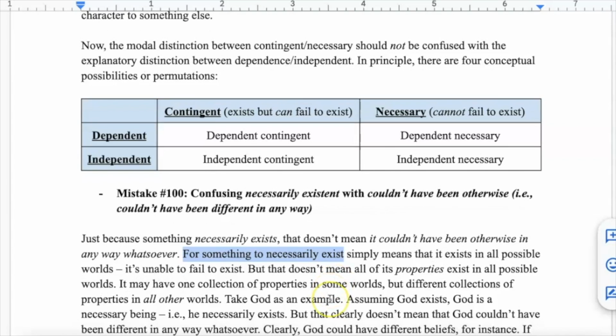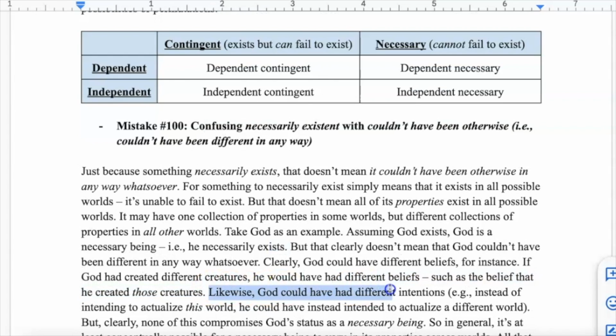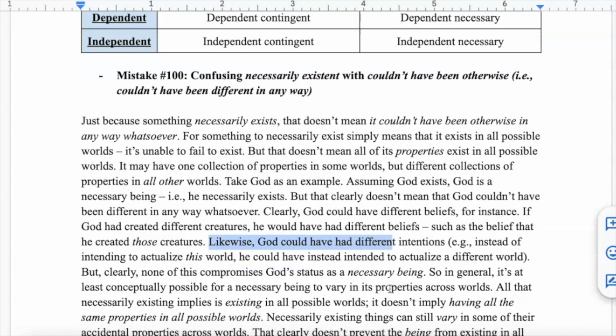Right? Take God as an example. Assuming that God exists, God is plausibly a necessary being. That is, he necessarily exists. But that clearly doesn't mean that God couldn't have been different in any way whatsoever. Right? I mean, clearly God could have had different beliefs, for instance, right? If God had created different creatures, he would have had different beliefs, such as the belief that he created those creatures. Likewise, God could have had different intentions. For example, instead of intending to actualize this world, he could have instead intended to actualize a different world. But clearly none of this compromises God's status as a necessary being.